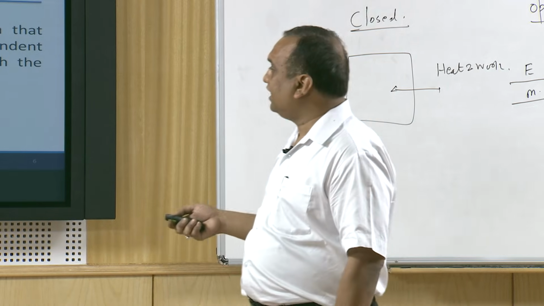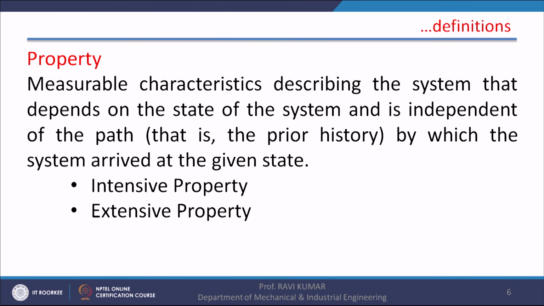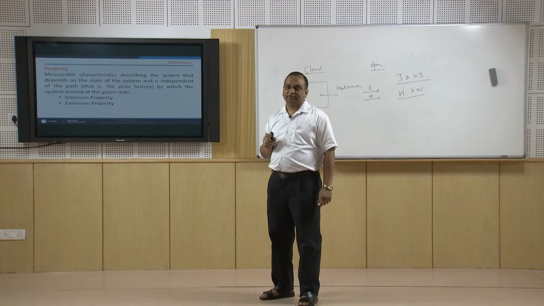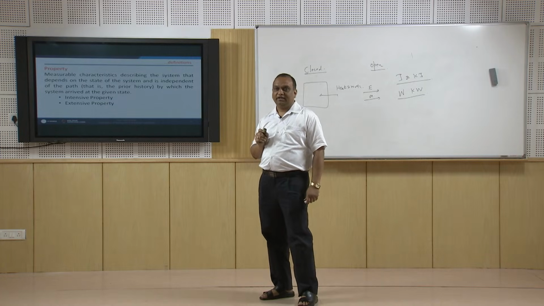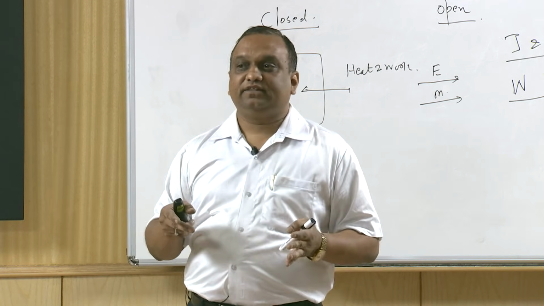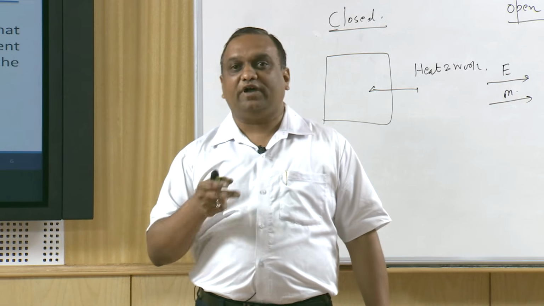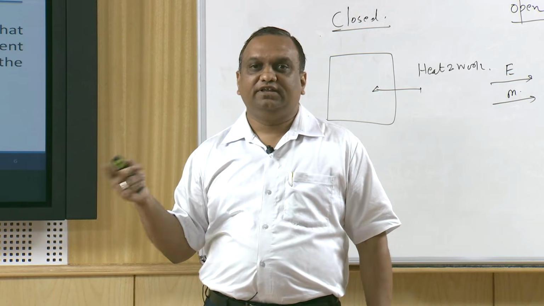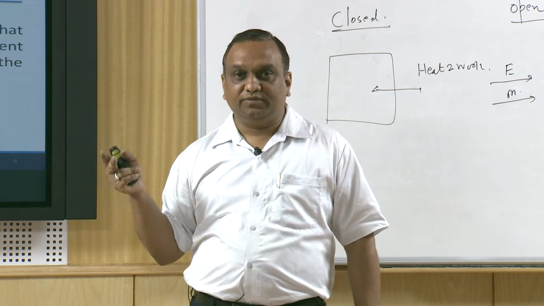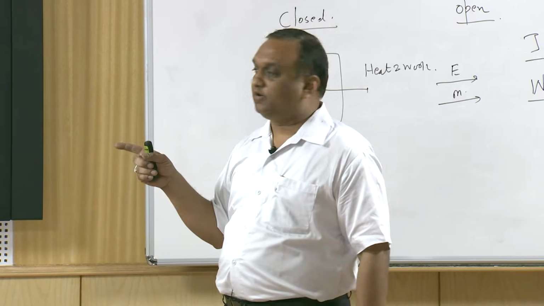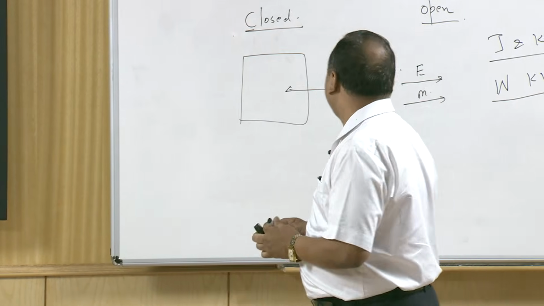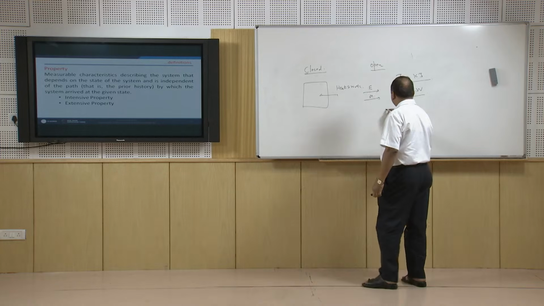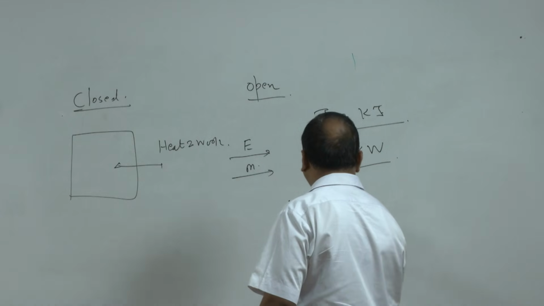Now the properties are classified as intensive properties and extensive properties. Intensive properties are those properties of the system which are independent of the mass of the system. For example, temperature. In a room, whether the mass of the air is 5 kg or 6 kg or 7 kg, the temperature is not going to change with mass. So the temperature is going to remain constant. So there are certain properties like temperature, pressure.